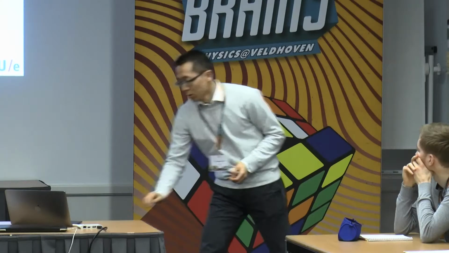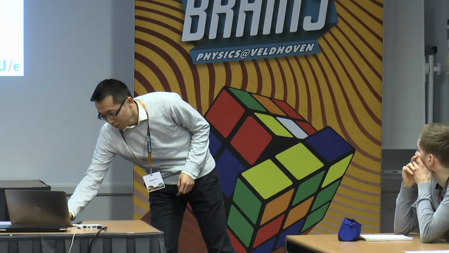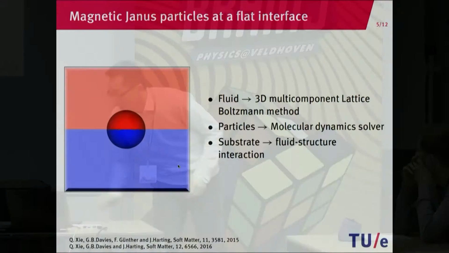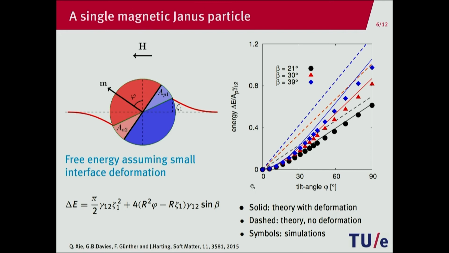So when there is no magnetic field, the particle will take an upright orientation. However, if I switch on the magnetic field, the particle will rotate. The particle will deform the interface in order to reduce the total free energy of the system. And we also perform theoretical analysis on this system. We develop a free energy model to calculate the free energy as a function of the tilt angle of this particle. And we compare our theory with the simulation data.